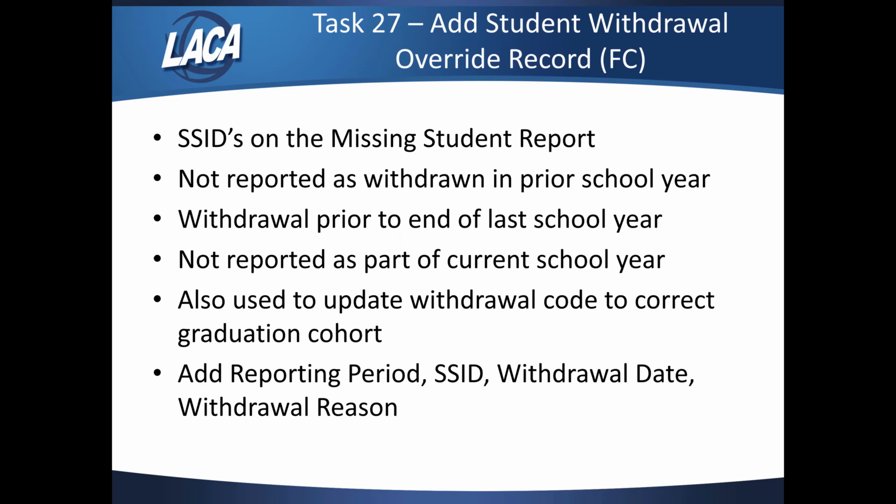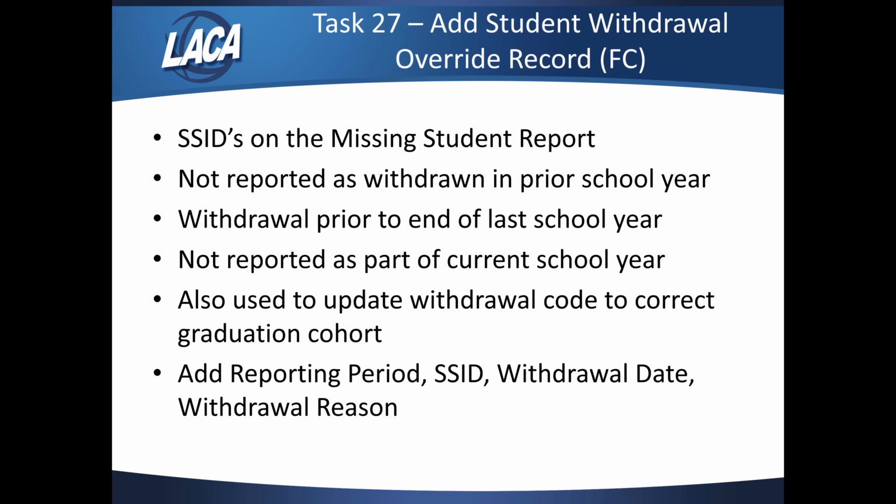Okay, student missing and withdraw records. Student withdraw override record. If you have SSIDs that are on the missing student report, they withdrew last year, but they were not reported as withdrawn, then report them in the withdraw override record. This record is also used to modify your graduation cohorts.